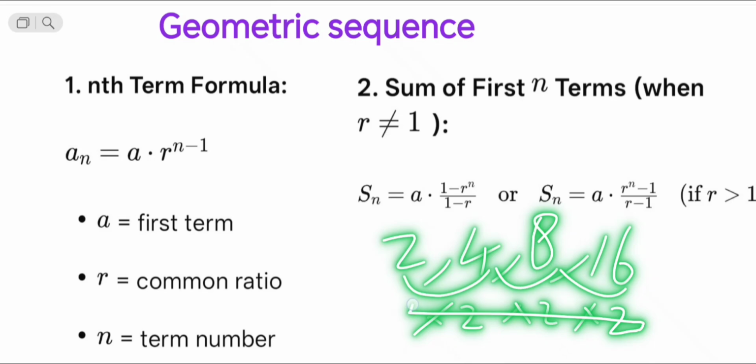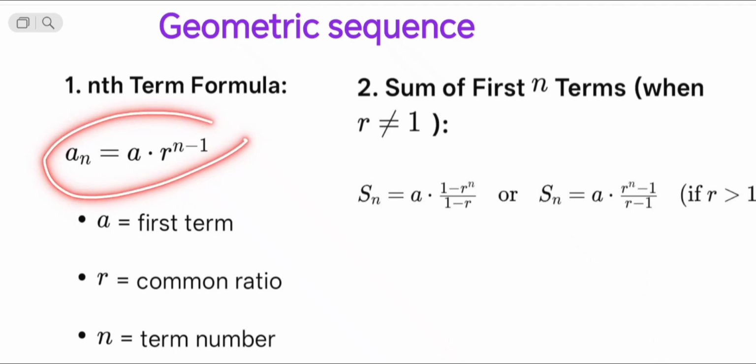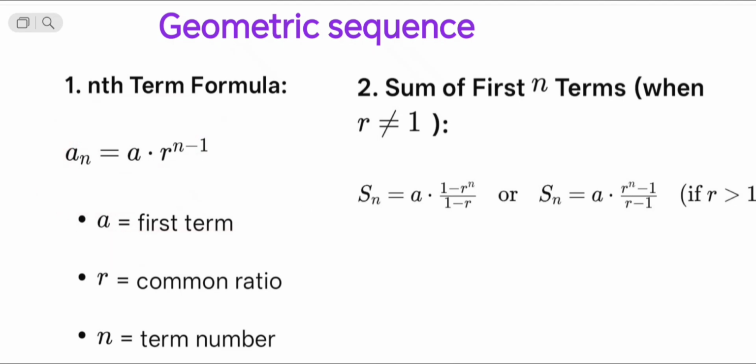In some sequences we don't know. Then what is the way? The common ratio is written here. For example, this is the formula to find the nth term. A is the first term, as we learned already in arithmetic sequence. R is the common ratio. How to find the R?